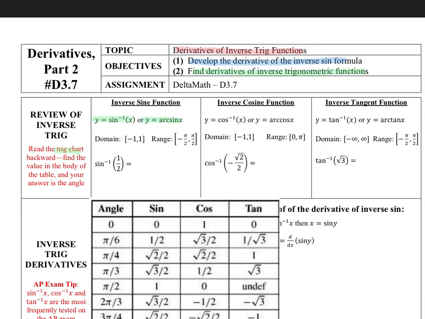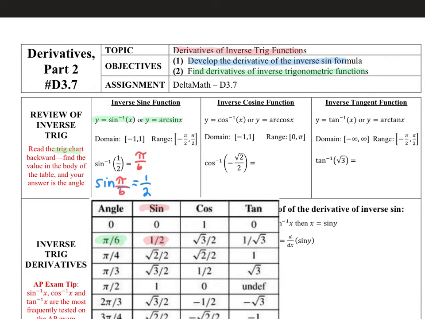So realize that these two are synonymous, that little -1 and this word arc. And here's the domain and the range of the inverse sine. And you would get a question similar to this. So this is saying the inverse sine of 1/2. And just like when we did regular inverse functions, the question that's really being asked is this: sine of what equals 1/2? Because remember, with inverse functions, your x and your y switch. What I'm really looking for in this trig table is where the sine equals 1/2. And I see that occurs at pi over 6. So my answer to this is pi over 6. So since sine of pi over 6 is 1/2, the inverse sine of 1/2 is pi over 6.